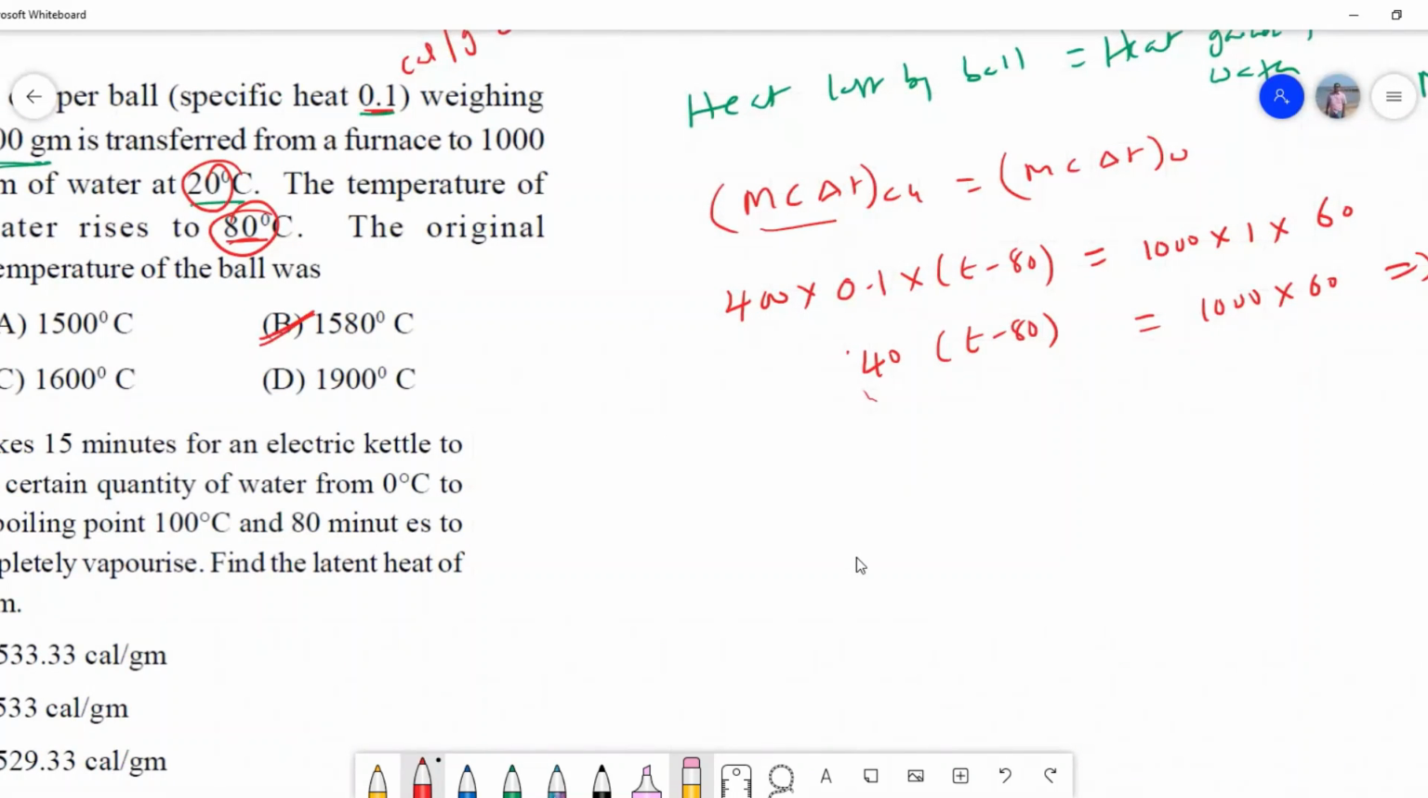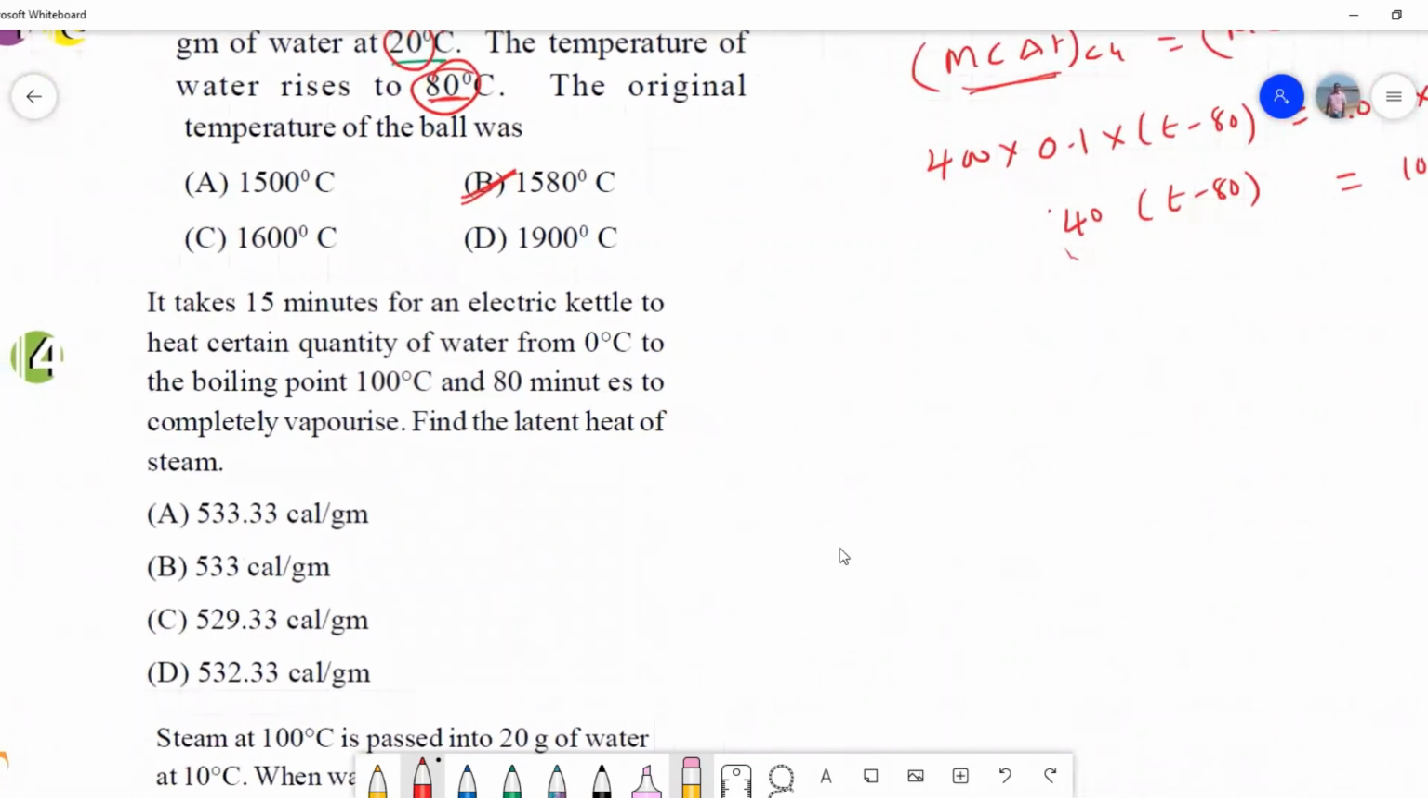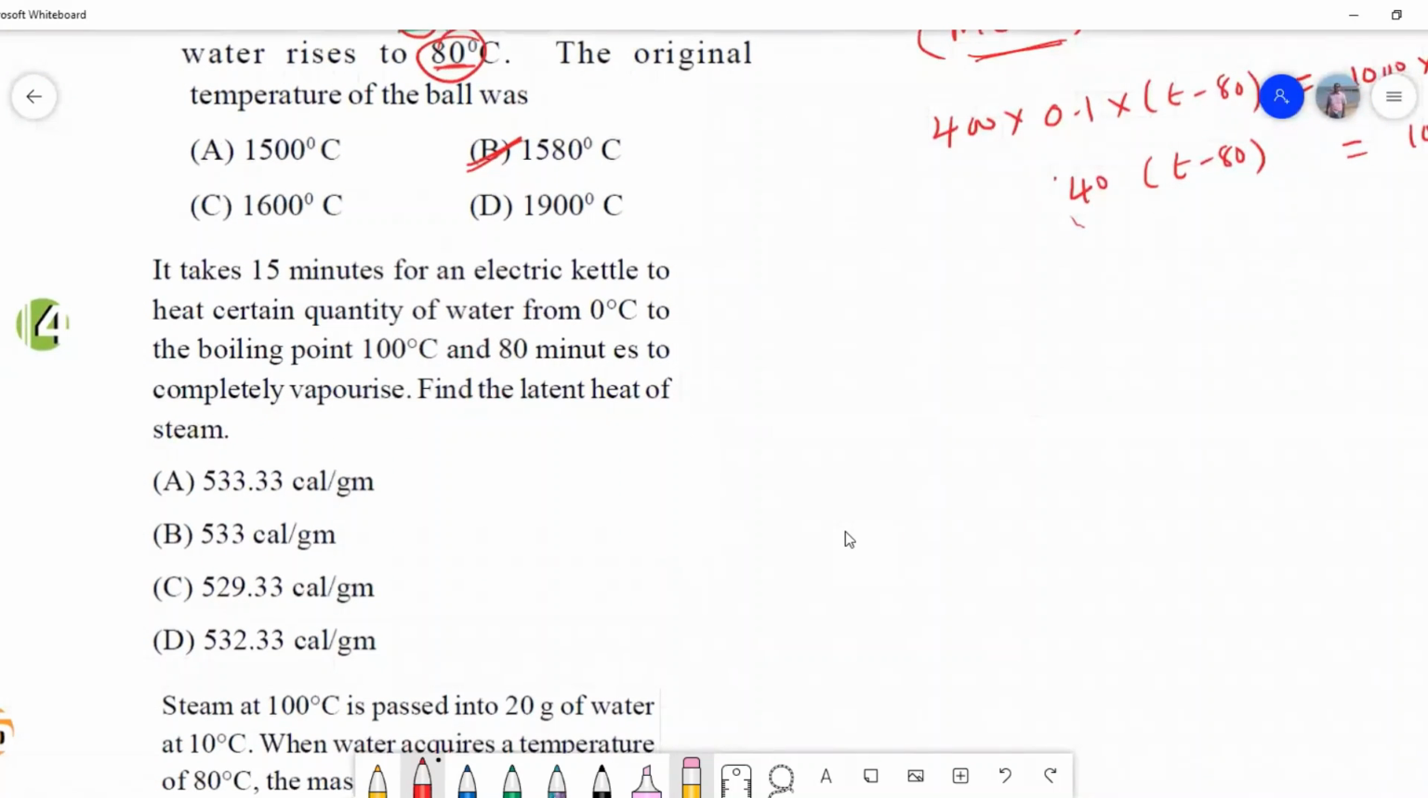So here heat lost by solid is equal to heat gained by water. Again, the principle of calorimeter. Now let's take problem number 14. It takes 15 minutes for an electrical kettle to heat a certain quantity of water from 0 to 100 degrees centigrade and 80 minutes to completely vaporize. Find the latent heat of steam.